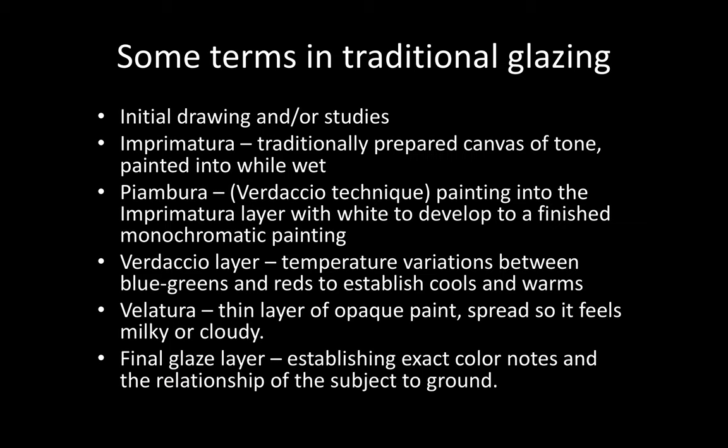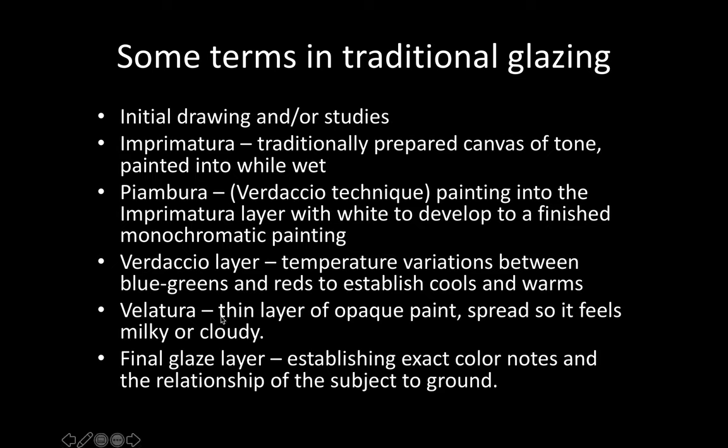Some terms, and there's a lot more than this, but some terms in glazing. We might look at things such as the initial drawing or studies. The imprimatur layer is a traditionally prepared canvas. It has a tone in it, and then you paint into it while it's wet. That's like the one I spoke about with the raw umber. In the verdaccio technique, there's a layer called the piombura layer, which is basically you're painting into the imprimatur layer with white, and you develop that to a finished monochromatic painting. The verdaccio layer is the temperature variations between blues, greens, and reds, and it's used to establish cools and warms.